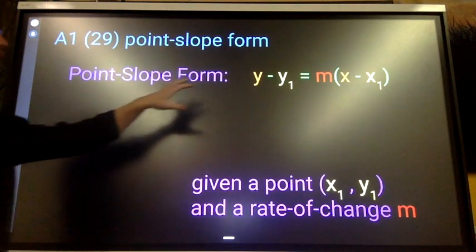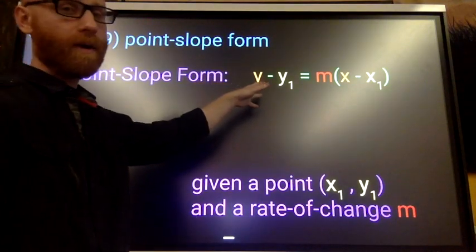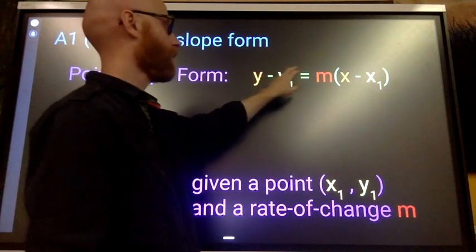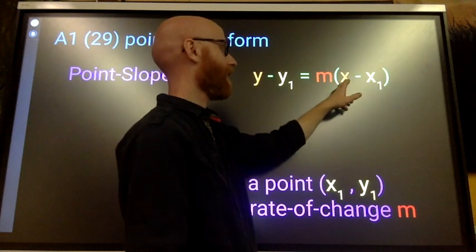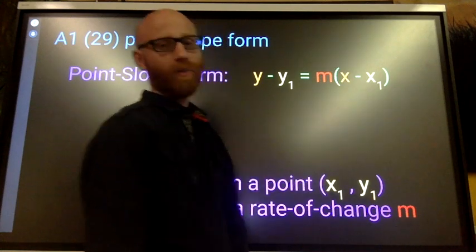Alright, so point slope form looks like this. Y, which will be a variable, minus y1, which will be a number, equals m, the slope, which will be another number, times x, a variable, minus x1, another number.